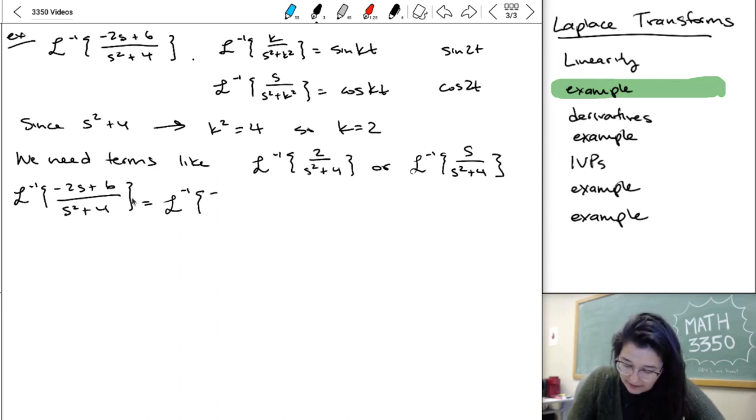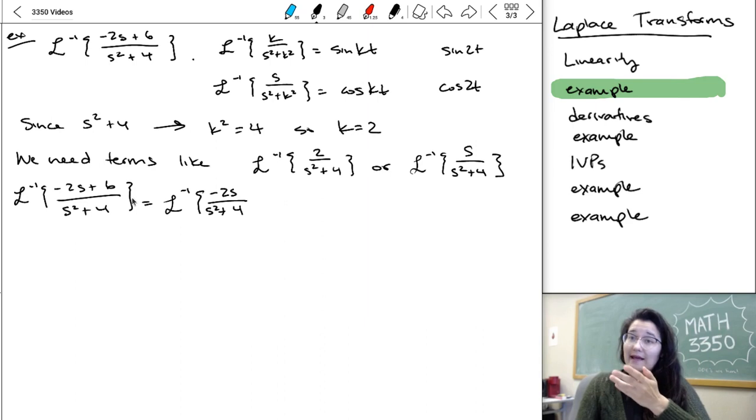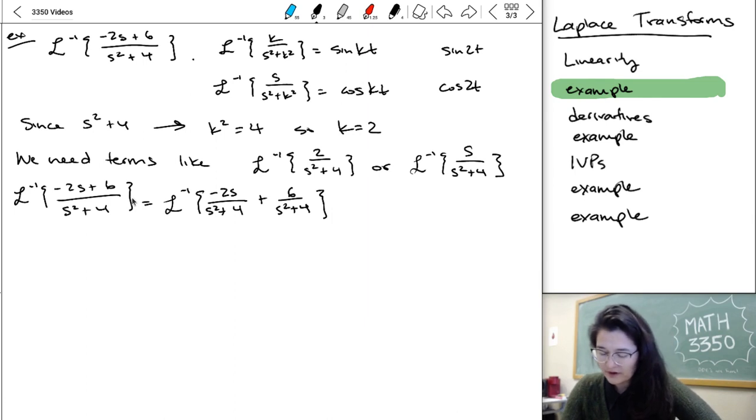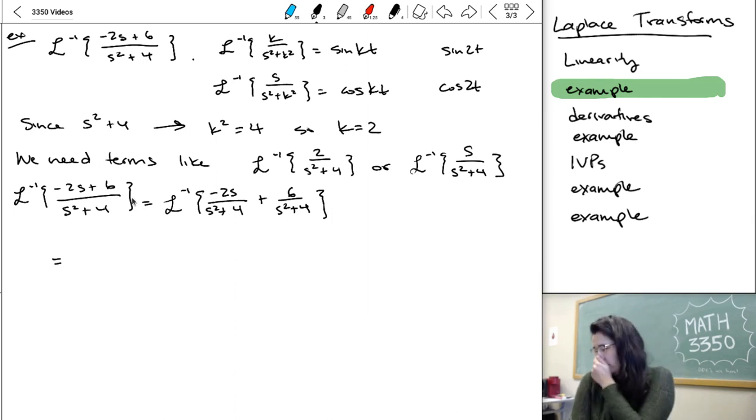I can do s's or I can do numbers, but I cannot do both, so I go ahead and split them up. We're getting closer to what I need. I'll start a new line because we're not going to use all the space here anyhow.